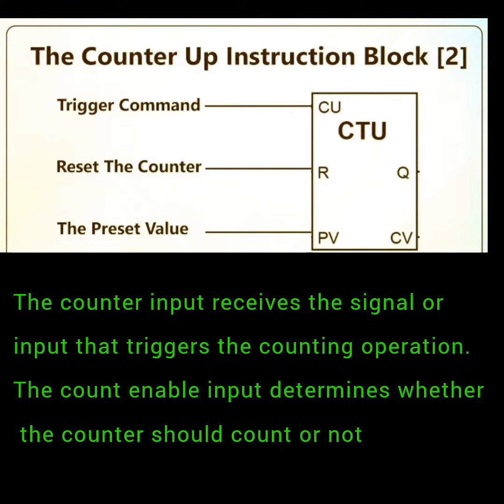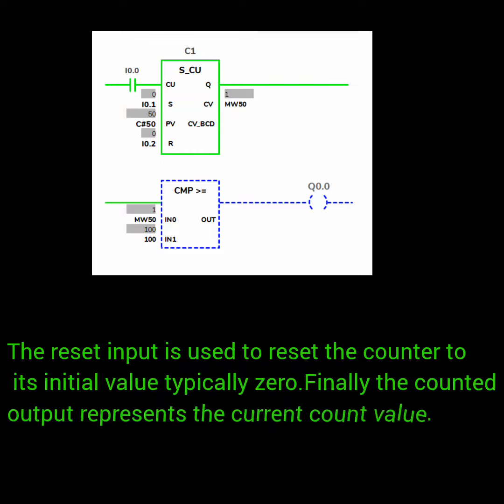The count enable input determines whether the counter should count or not. The reset input is used to reset the counter to its initial value, typically 0. Finally, the counted output represents the current count value.